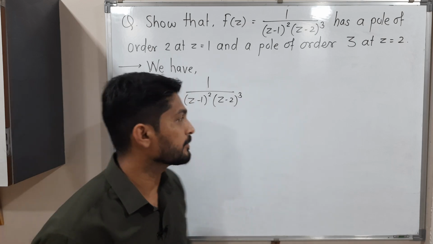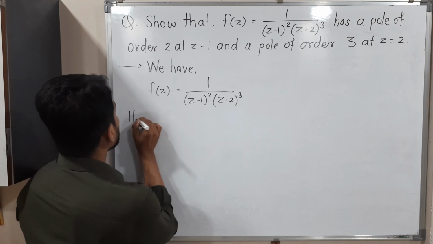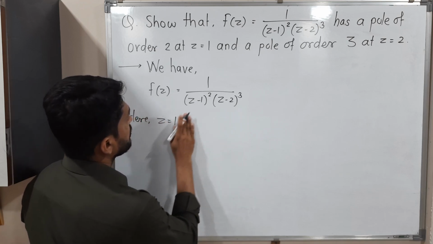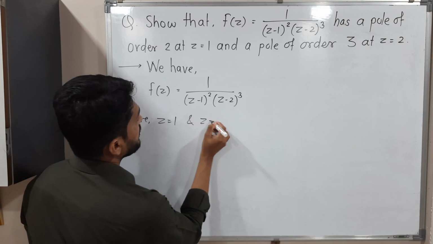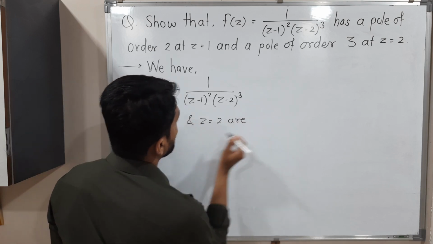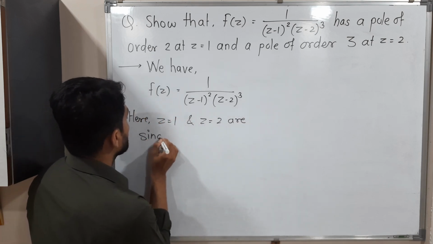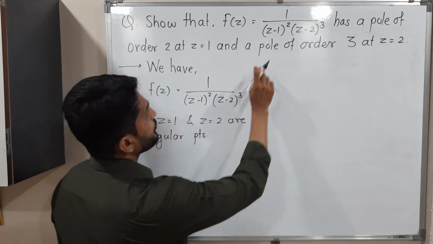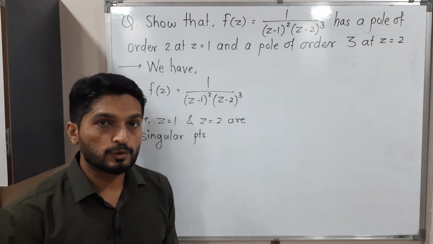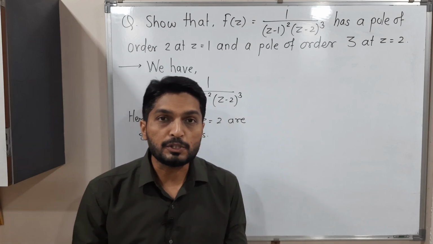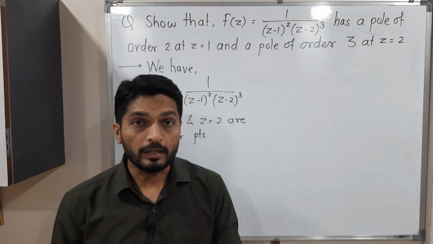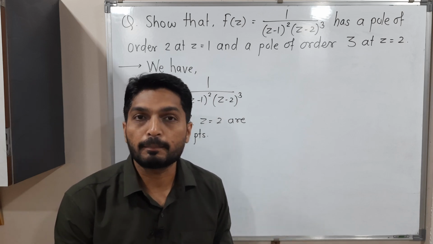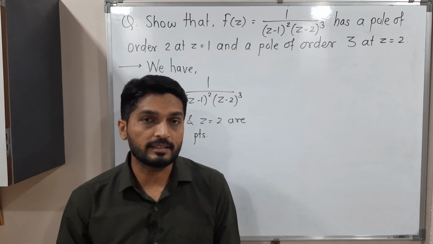So let me clearly mention here, z equal to 1 and z equal to 2 are singular points. But what do we have to prove? We have to prove that these are poles. A pole is one special type of singularity where, in a Laurent expansion, the principal part has a finite number of terms. In the previous video we have already seen this.